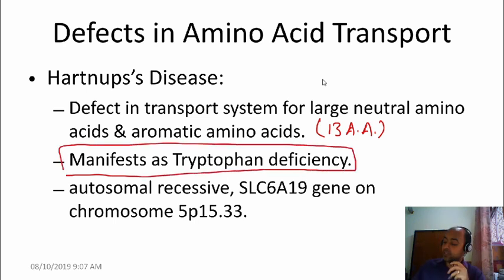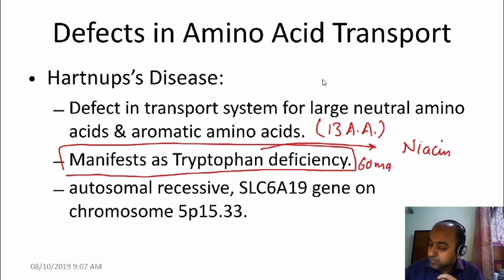Why? How? Remember, tryptophan is required for synthesis of niacin. 60 milligram will give rise to 1 milligram of niacin. So tryptophan is lost in the urine. If tryptophan is lost in the urine, then the niacin will not be formed. If niacin will not be formed, then we will see the pellagra. So the clinical presentation is that of pellagra. You supplement with either niacin or the tryptophan to alleviate the signs and symptoms.